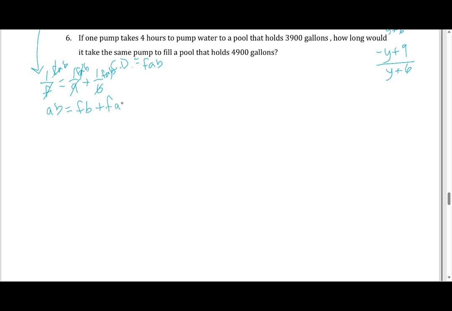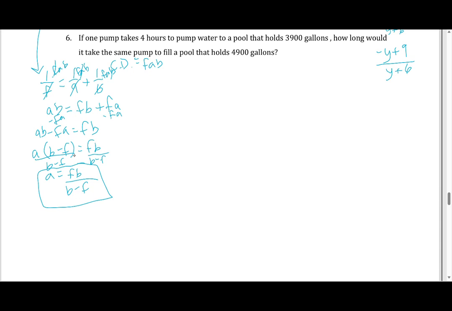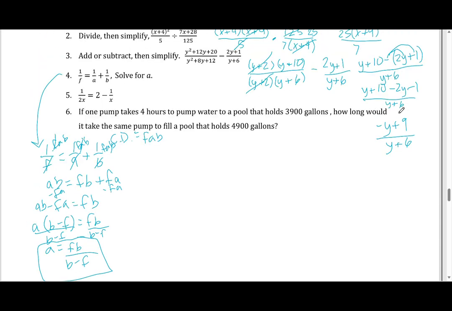Now I'm trying to get a alone, so let's go ahead and collect all the ones that have a on the same side. So subtract fa from both sides. And because I can't combine those, I need to factor out the a so that it can be alone. So I'm left with a times b minus f equals fb. I'm going to go ahead and divide by that whole thing, b minus f. So final answer, fb over b minus f is equal to a. Okay, that was number 4.